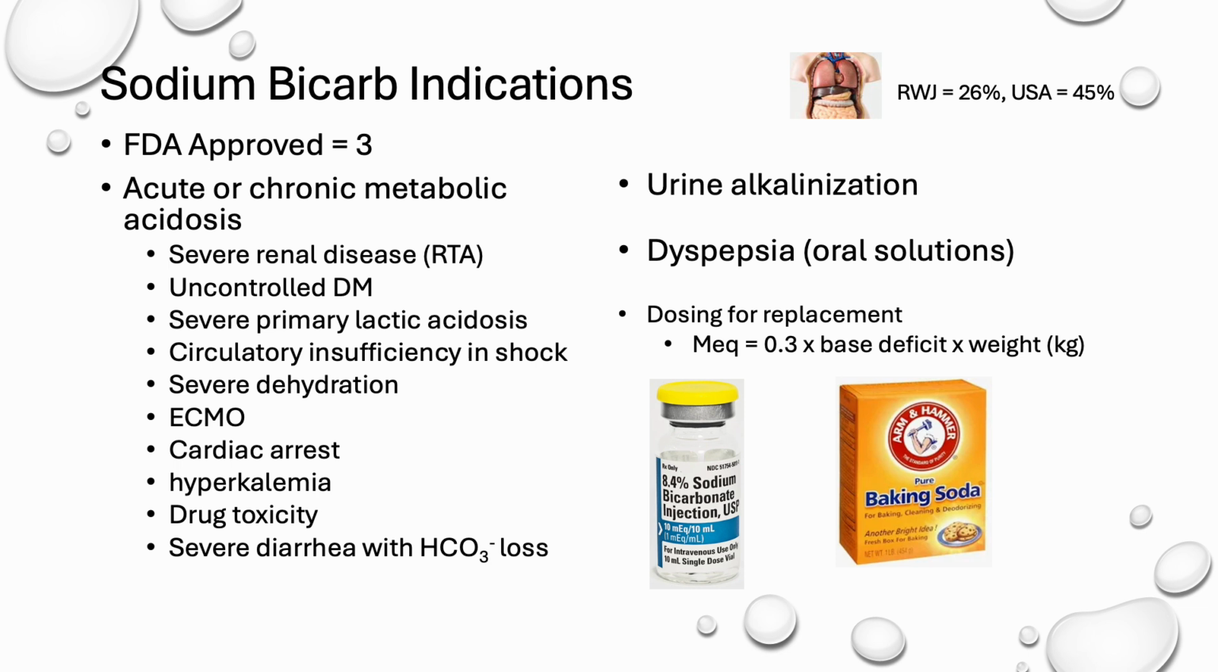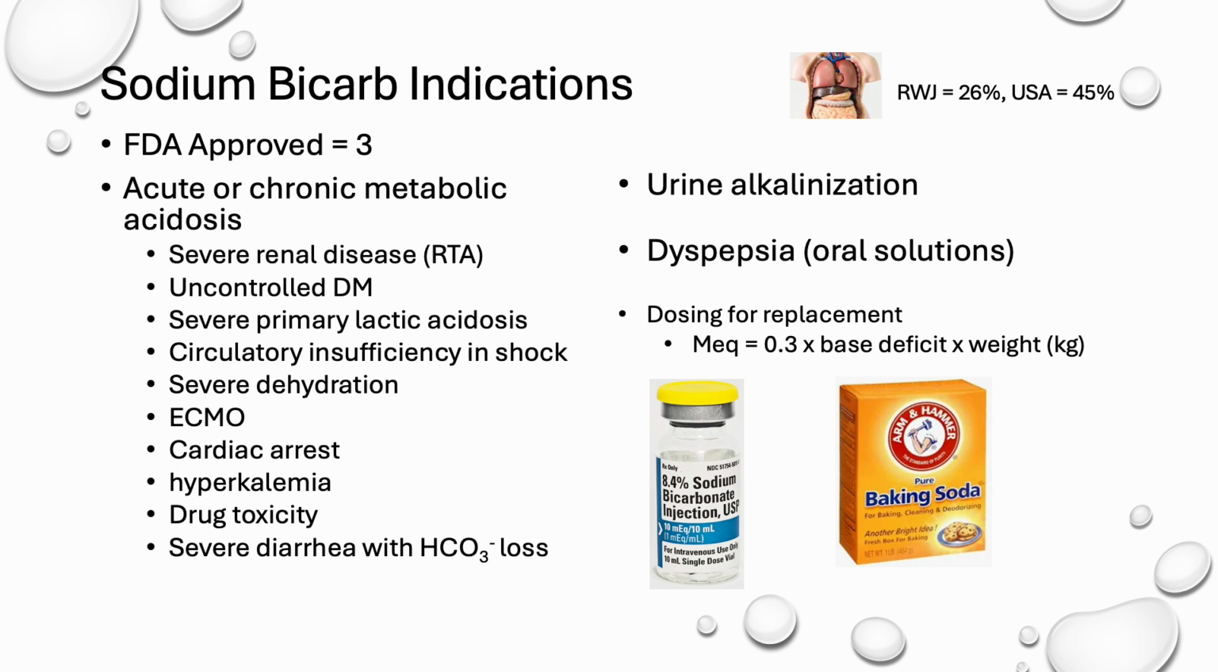Looking at urinary alkalinization, this is usually reserved for different overdoses or poisonings, for instance, salicylate poisoning or barbiturate overdose, or overdoses of other particularly acidic medicines such as TCAs. It can also help to enhance uric acid excretion for situations when it's important to excrete uric acid, such as with gout attacks. Now, with dyspepsia, these are our oral solutions, so different formulations of baking soda, such as Alka-Seltzer.